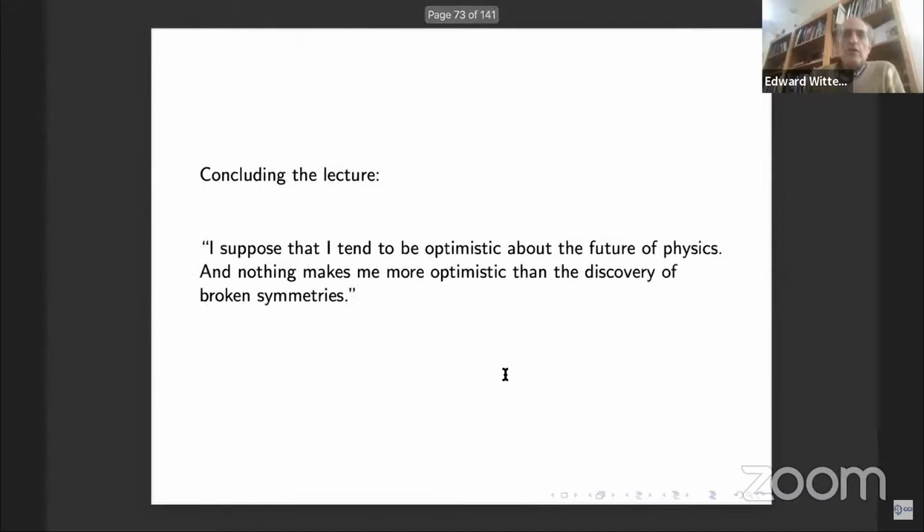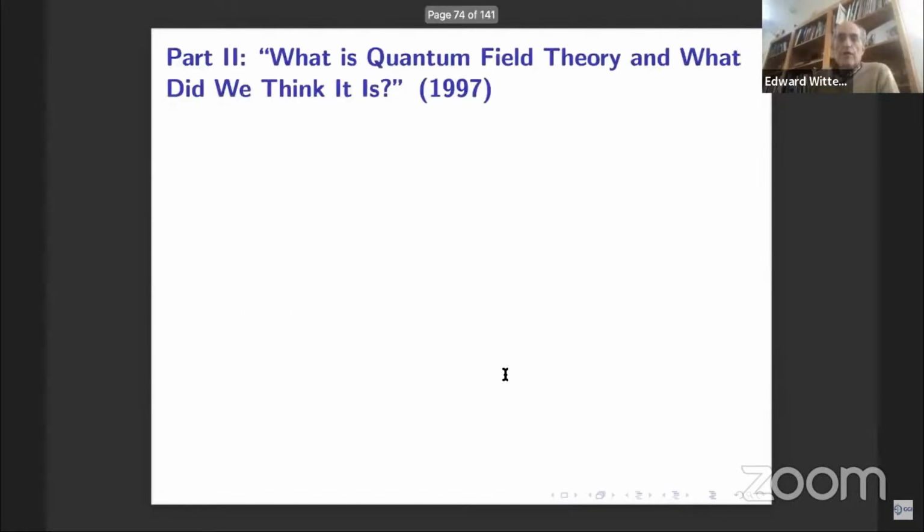Concluding the lecture, he writes, I suppose I tend to be optimistic about the future of physics, and nothing makes me more optimistic than the discovery of broken symmetries. So that's Steve at the Nobel Prize acceptance in 1979. Now we're going to jump ahead almost 2 decades to what is quantum field theory and what did we think it is.